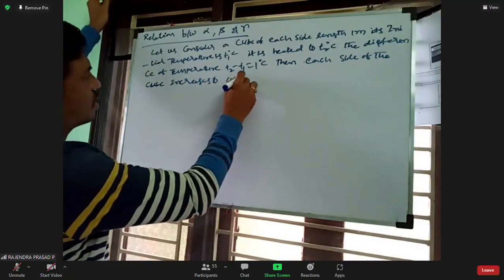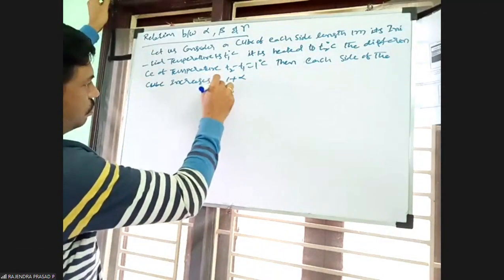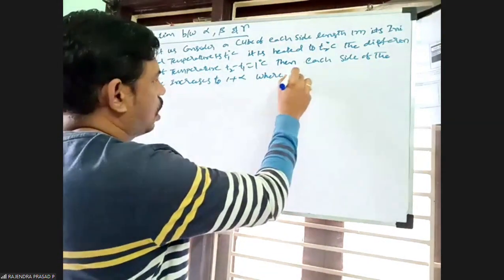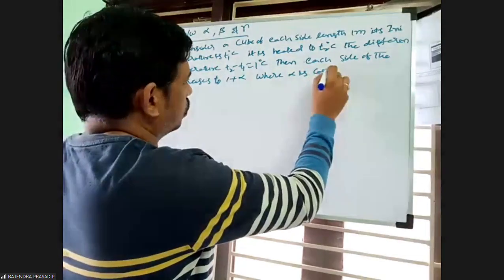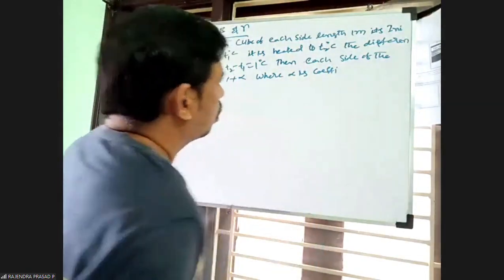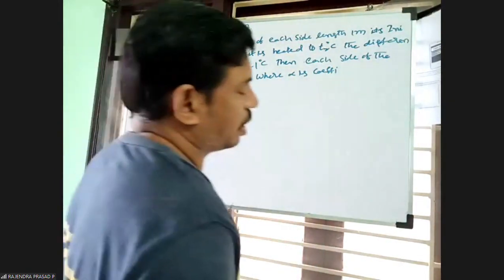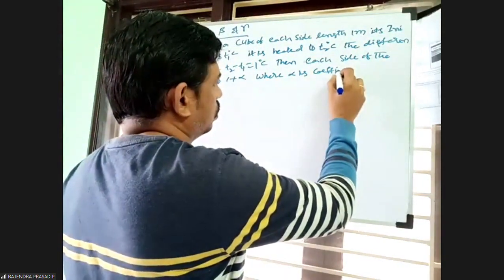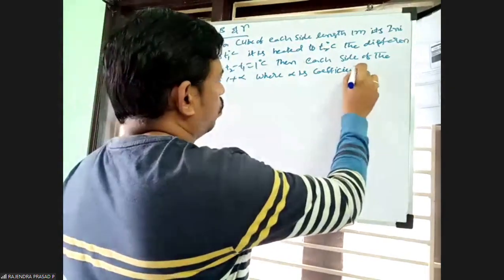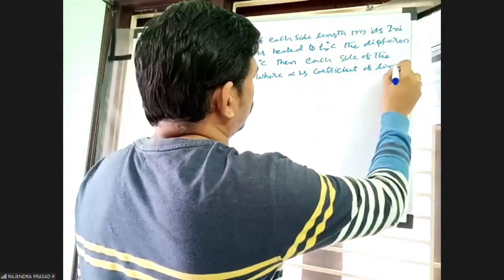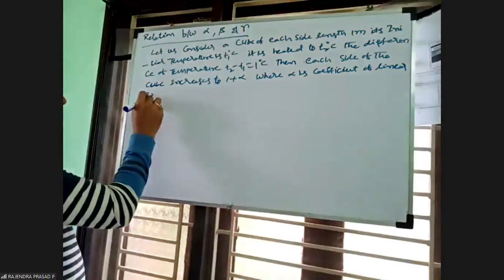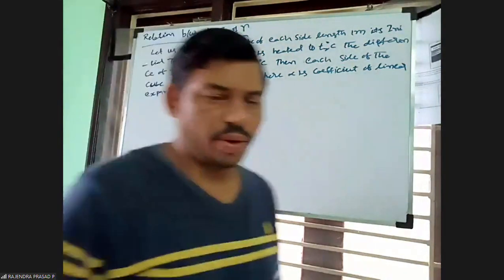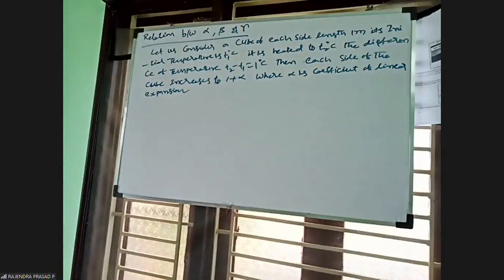Increases to 1 plus alpha. Where alpha is? Sir, length is 1 meter or centimeter? 1 meter. Okay. Coefficient of linear expansion. So alpha is the coefficient of linear expansion.